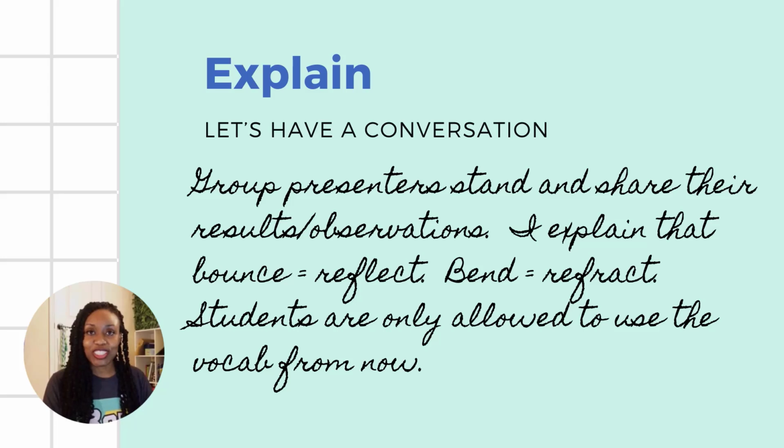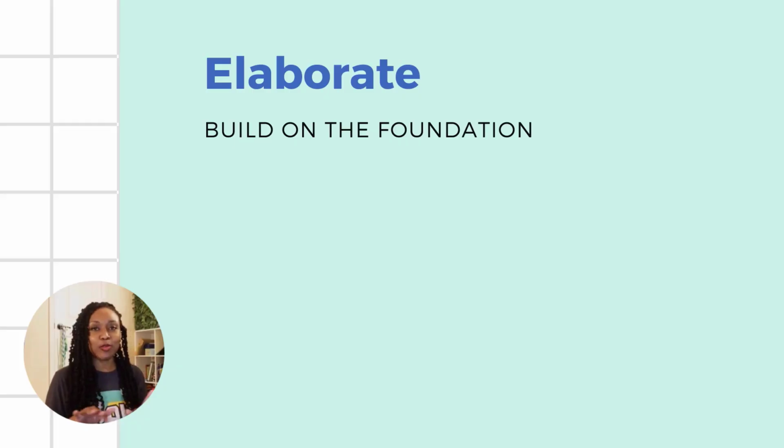During the explain portion of the lesson, we're just going to have a conversation. We're just going to have some open dialogue. I'm going to have the group presenters stand and share their results and their observations. And this is the time for me to then talk about those key vocabulary words. I'm going to explain that bouncing the ball is like reflection of light, and that bending light is refraction. I'm going to call on those group presenters and say, okay, explain your observations again, but this time use reflect and refract.